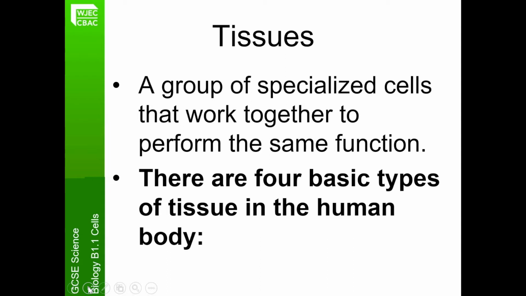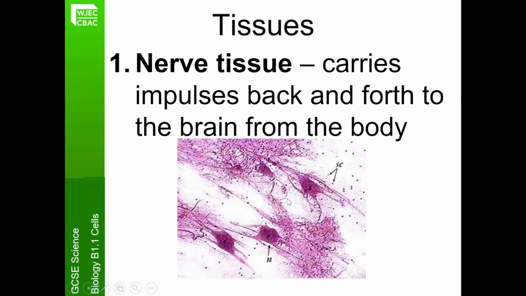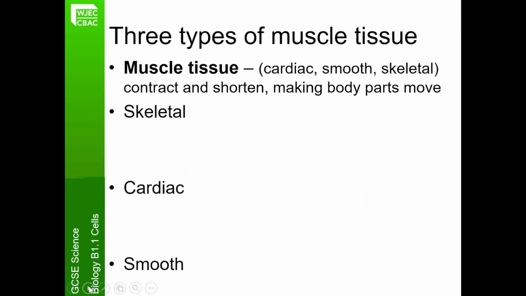There are 4 basic types of tissue, and these are listed on page 26 in your booklet. This is an information page. So the first type of tissue is nerve tissue. These carry impulses back and forth to the brain from the body in the form of electrical messages. We can see a microscopic image here of our nerve cells all joining together to make nerve tissue.